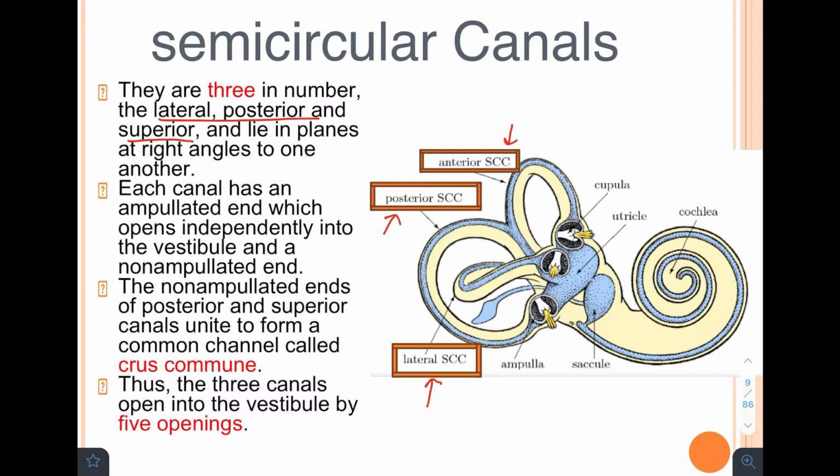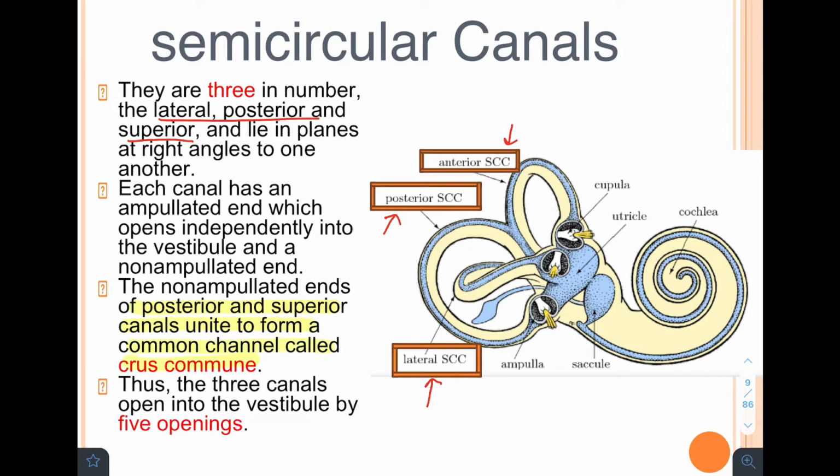Now, each canal has an ampullated end which opens independently into the vestibule, which is responsible for one of the openings as I said earlier, and it also has a non-ampullated end. The non-ampullated ends of the posterior and the superior canals unite to form a common channel which is known as the crus commune.